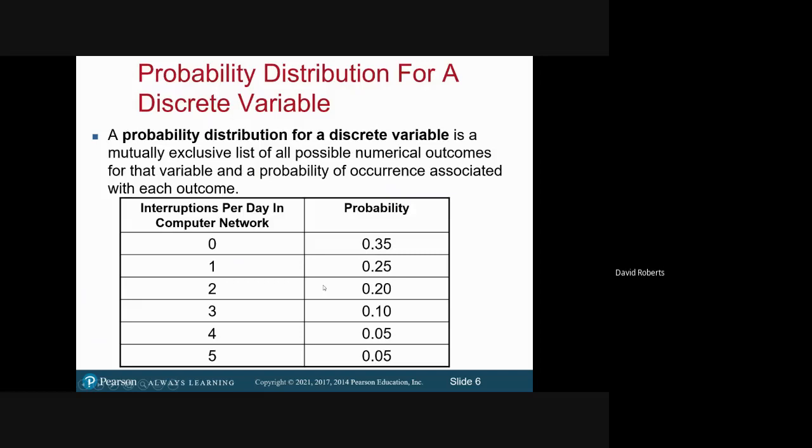Now, when you have a probability distribution, in this particular case, you have a 35% chance there'll be 0 occurrences of interruptions in the computer network. There would be a 25% chance there'll be 1 interruption per day, and you can read the rest of the table. So this has a frequency distribution, but the data is discrete. There's either an interruption or there's not.